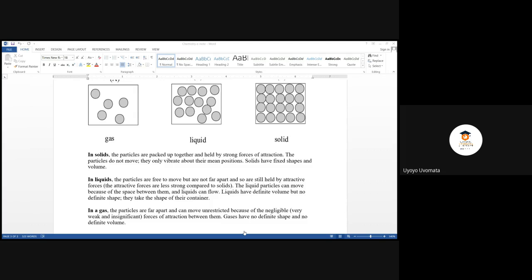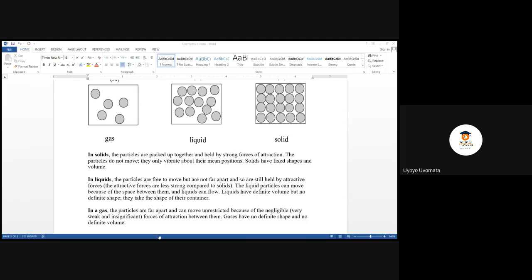So, due to the fact that the force that holds the particles in a gas together is so weak, the particles can move non-stop. They are spaced out. They are far apart, as we can see in the picture above. The particles are far apart, spaced out, and they can move without restriction. Also, gases have no definite shape and they have no definite what? Volume. Why? They just move. The particles move in a random manner because the forces that hold them together are very weak.